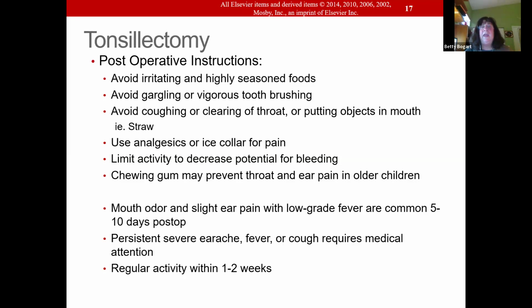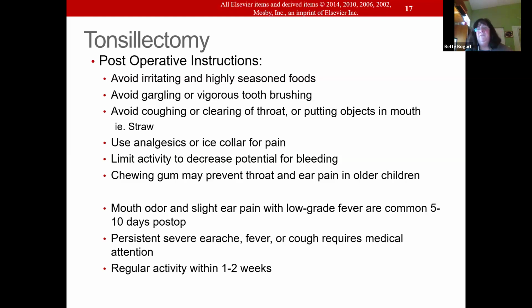And the older kids will take the ice pack and put it on their neck. And chewing gum, because look, those eustachian tubes are at the back of the throat, right? And there's swelling that's gone on there. And the ears can feel full. So they chew gum, just like going up in an airplane, chewing gum so that their ears pop. And it will decrease that pain.